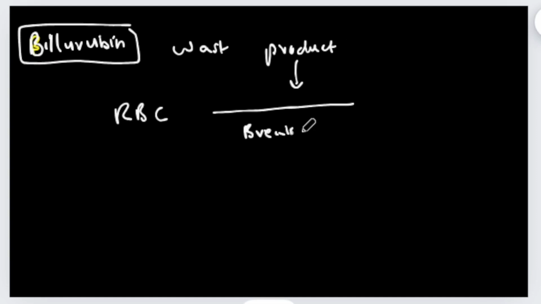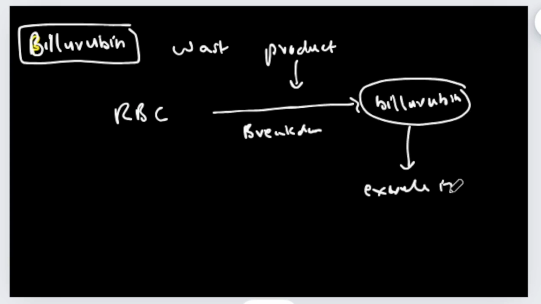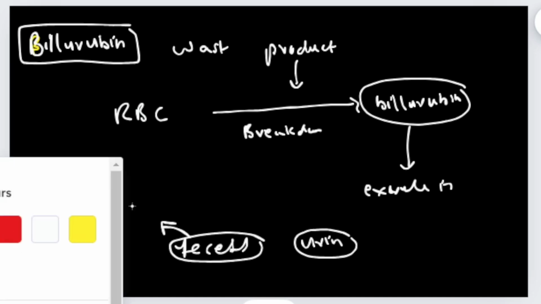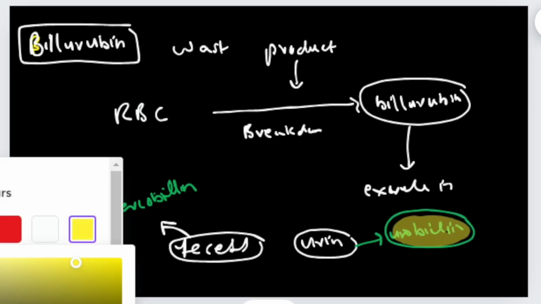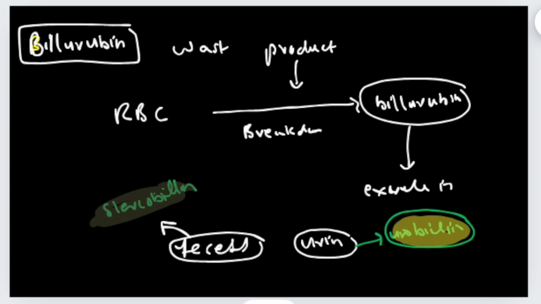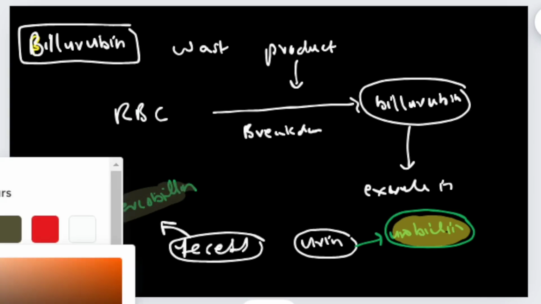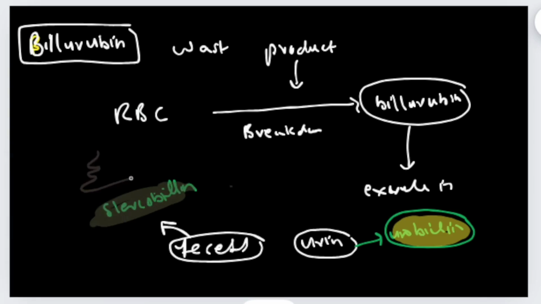So bilirubin is actually a waste product from RBC. When RBC breaks down, it is converted to bilirubin. After that it can be excreted through the feces and in the urine as stercobilin and urobilin. Stercobilin is a brown color, urobilin is a yellow color. So stercobilin is the brown color that is the normal feces color.